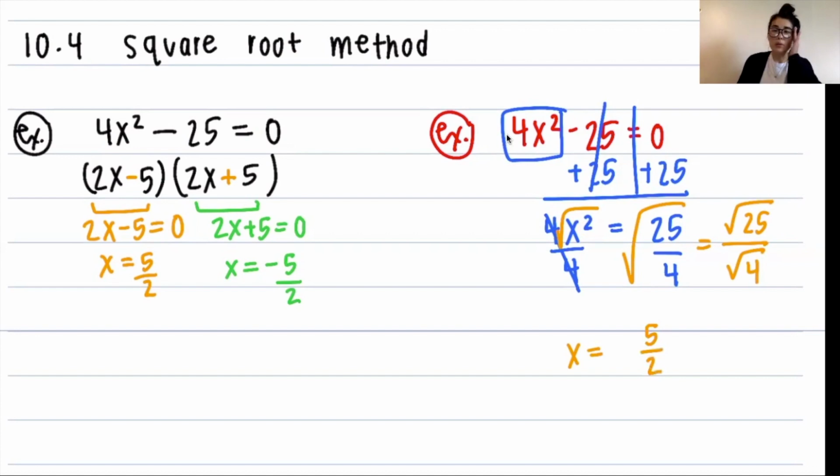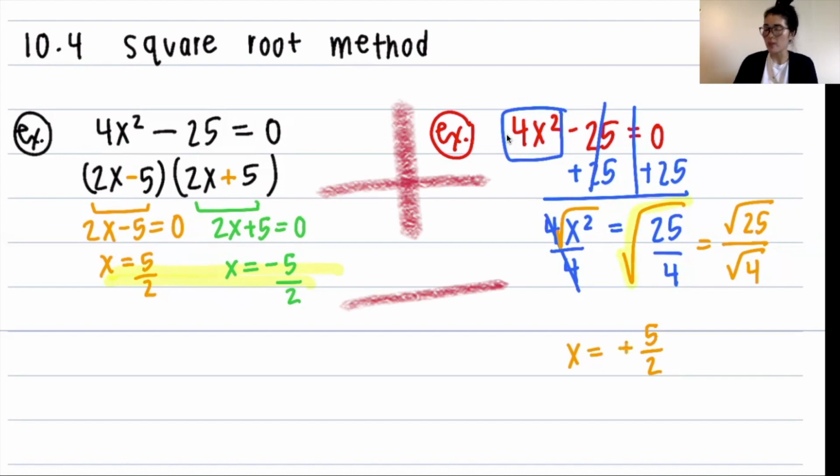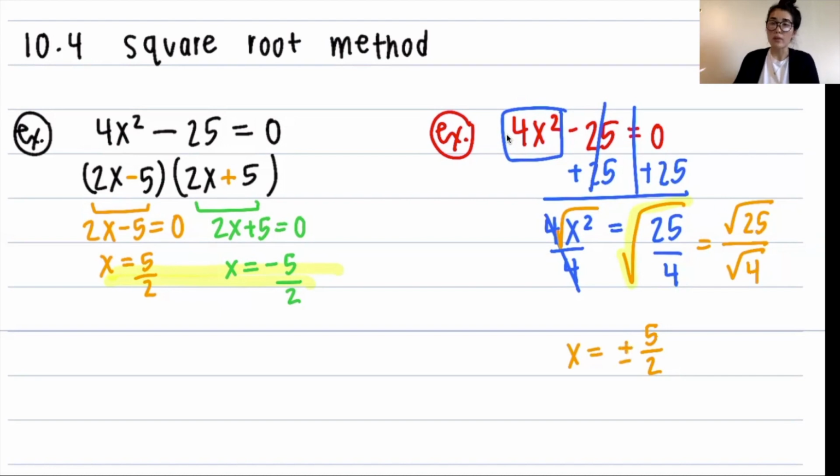Now, what I want to remind you and point out is that when we factored it, notice here on this side, we had two answers. We have the positive answer and the negative answer. When you take the square root of something like we're doing here, you're also going to show that it has two answers. So you're going to put a positive and a negative. That's going to ensure that we have, again, two answers. You're taking the positive square root of it and the negative.